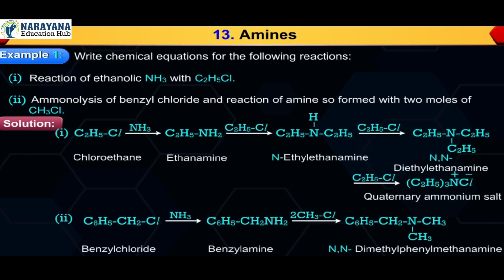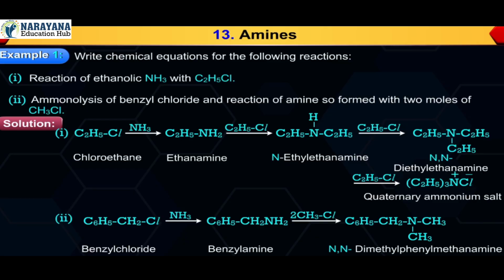Solution. 1. C2H5Cl, chloroethane, in the presence of NH3 gives C2H5NH2, ethanamine. In the presence of C2H5Cl this gives C2H5NHC2H5, N-ethylethanamine. In the presence of C2H5Cl this gives (C2H5)3N, N,N-diethylethanamine. In the presence of C2H5Cl this gives (C2H5)4N+ Cl-, a quaternary ammonium salt.